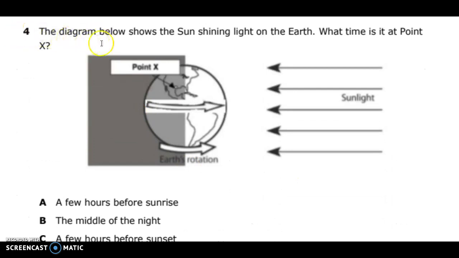Four. The diagram below shows the sun shining light on Earth. What time is it at point X? Point X. Earth's rotation. Sunlight.